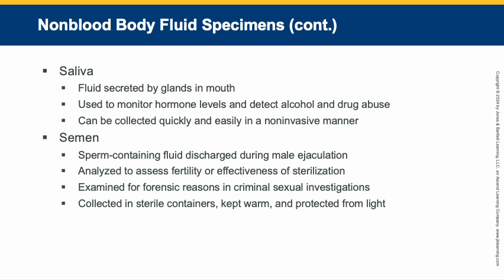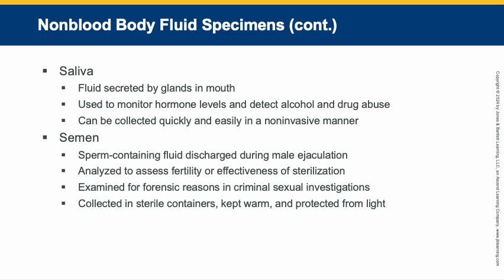Okay, saliva. Saliva is secreted by the glands in our mouth. You test saliva to monitor people's hormone levels or to detect alcohol or drug abuse. You can collect it very quickly and non-invasively, so it's very easy to do. You can do a point of care test on things to find this out.